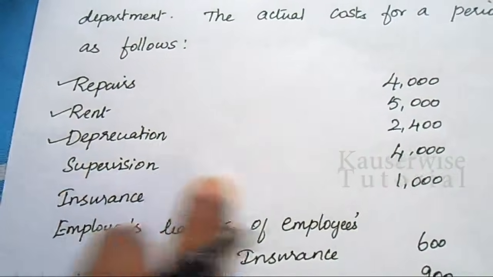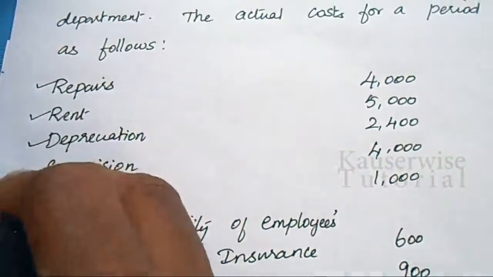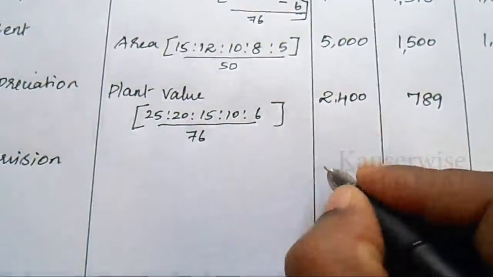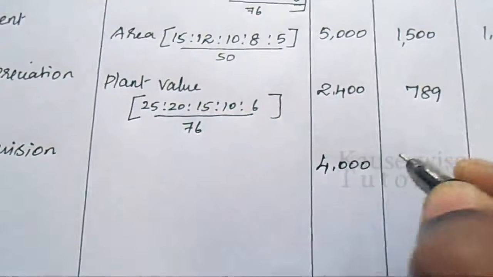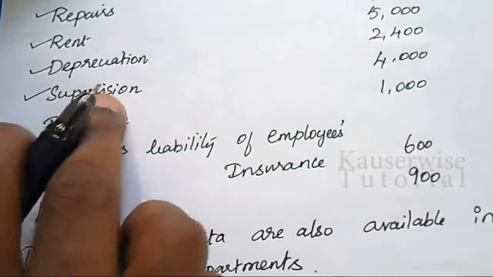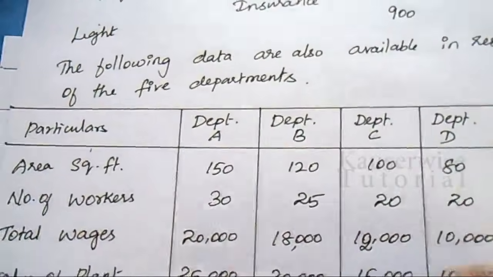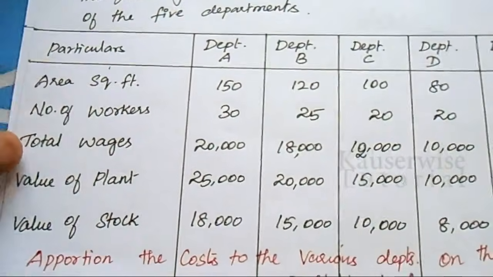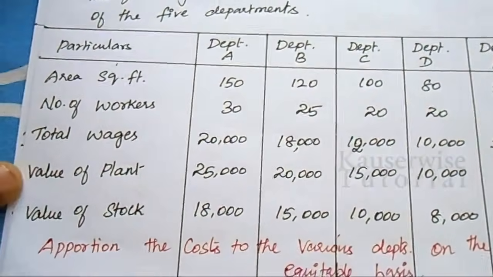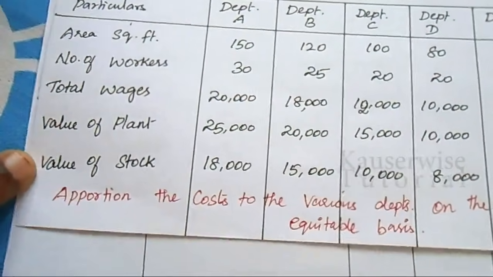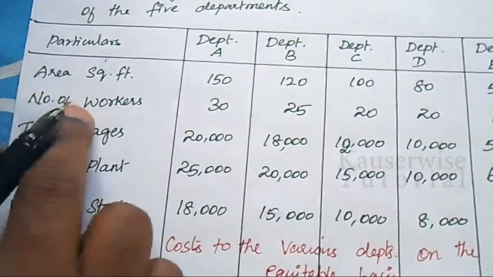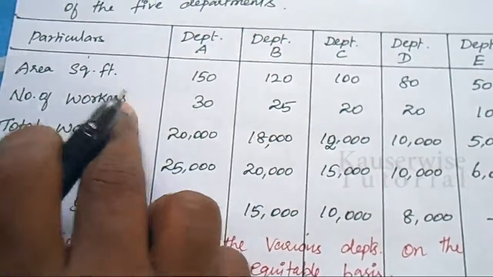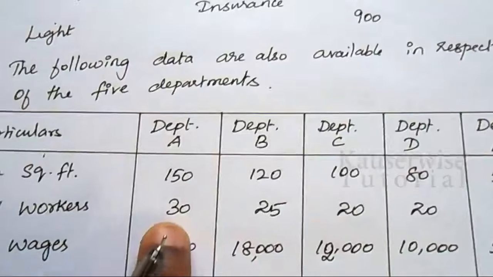Next expense, supervision. How much? 4,000 is there, no? Just write supervision. How are you going to apportion this expense? Just see the apportionment. Which one is applicable? For supervision, area is not applicable. Total wages not applicable. Value of plant also not applicable. Value of stock also not applicable. So which one is applicable? Number of workers. Supervision is applicable to the number of workers.